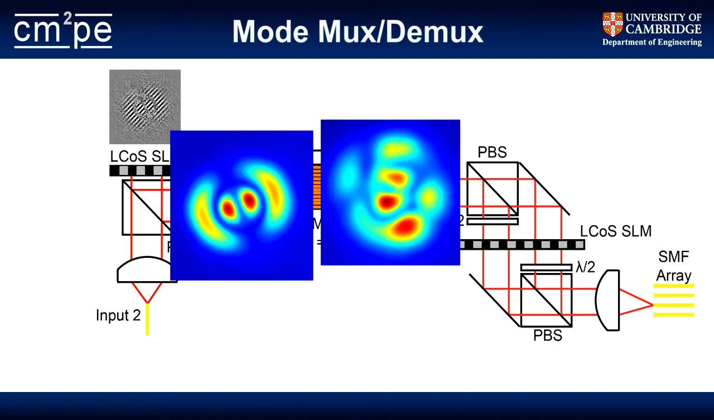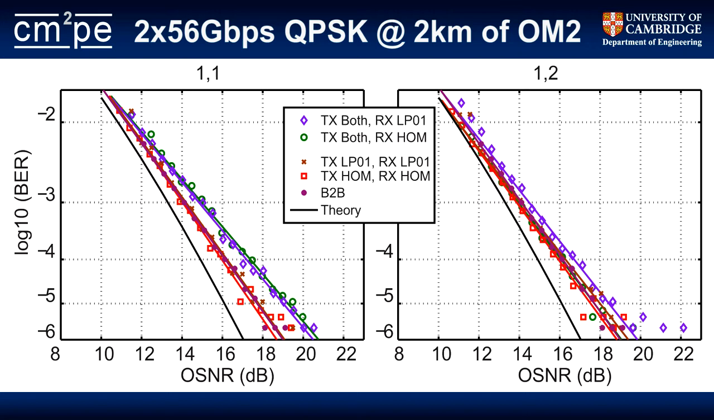And finally, here's some transmission tests that I've done with Ben Thompson of UCL. They're two 56 gig QPSK transmissions over 2 kilometers of OM2 grade fiber, the same fiber from the previous talk. And these are pure MDM, that is, there's no polarization mux to it, just the modes, and there's also no MIMO processing. I've got two examples here.